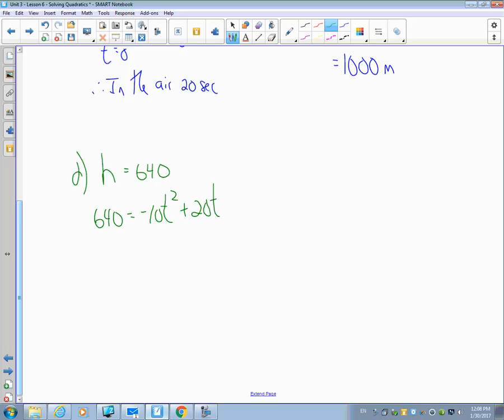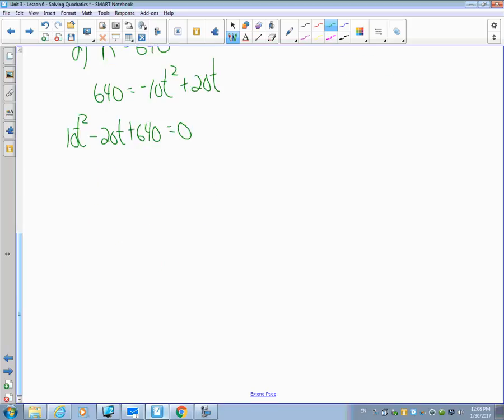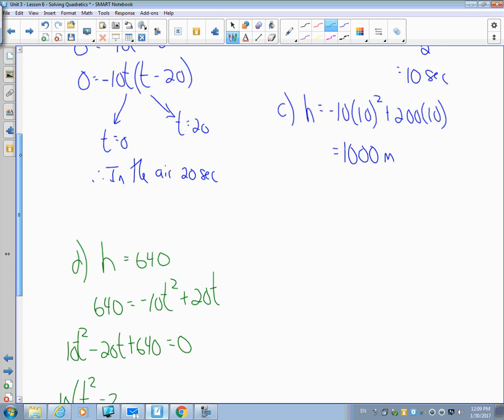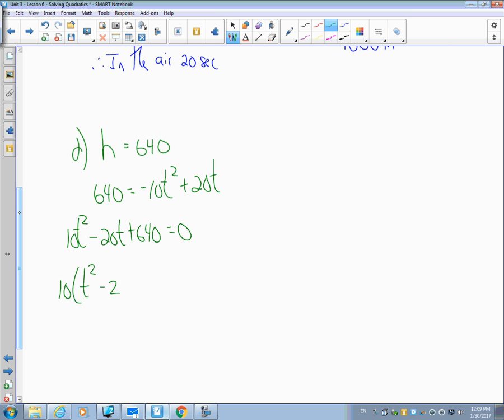I need to solve this. How do I solve quadratics? I make them equal 0 and I put them in standard form. So I'm going to move everything to the left. So negative 10t squared becomes positive, the 200t becomes negative, and the 640 stayed where it was. So it's in the right format and equal to 0. I'm going to try factoring. Always try and factor first. It's faster. So if I take out a common factor, hang on, I think I wrote down the wrong equation. Yeah, I missed a 0 in there. It should be 200t, not 20.